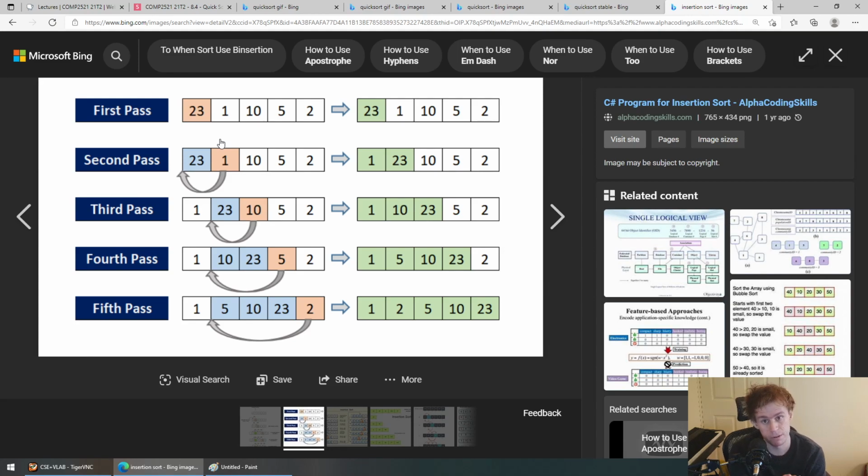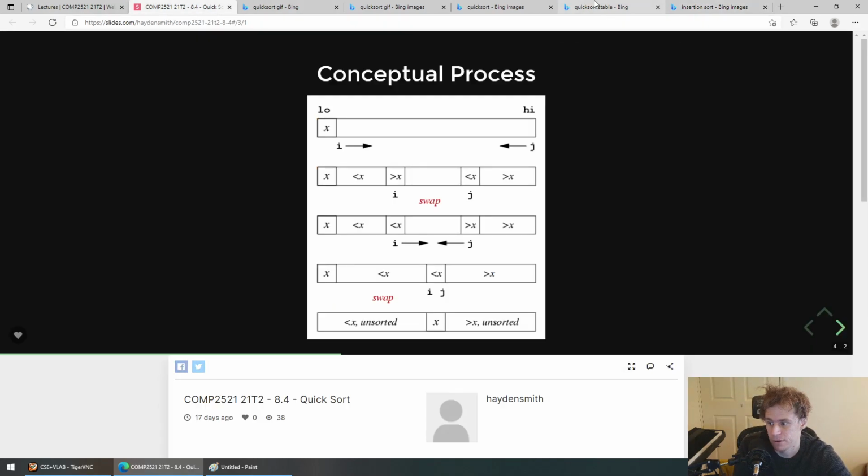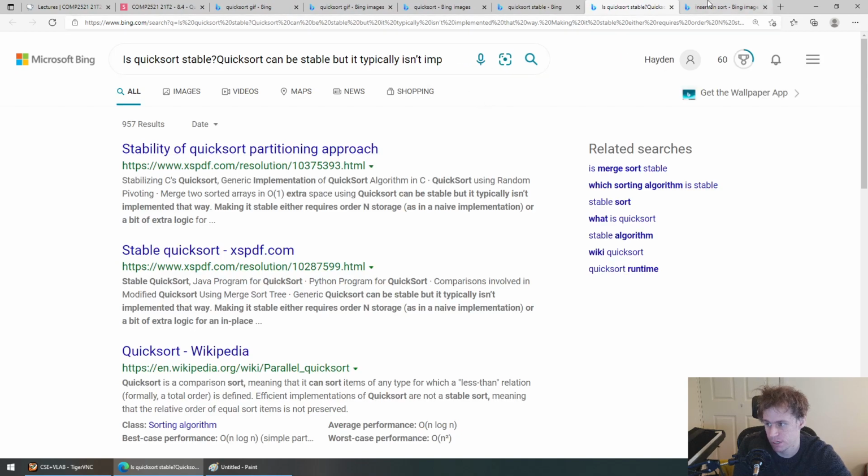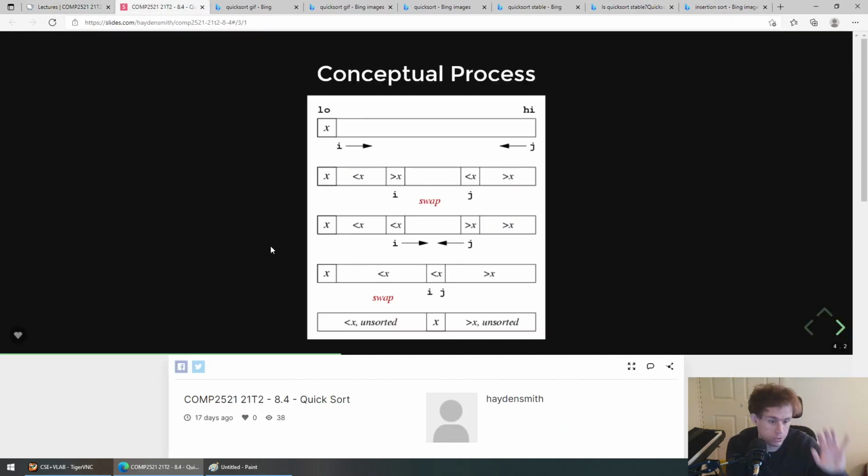You could still implement it and screw it up and make it unstable, right? You could make a valid insertion sort that validly sorts things but is unstable because of your implementation. Quicksort's kind of the other way around. It's kind of not stable by default. I don't think we're going to go into this, but you could make it stable if you put time into it. But if you just took the concepts we're talking about today and the code we give you, it's not going to be a stable sort.